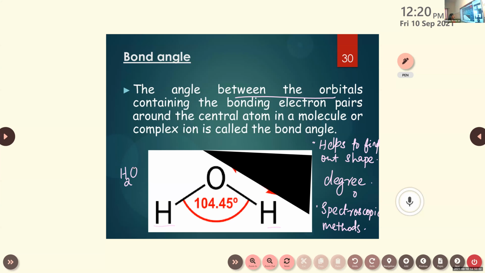Navrin, can you please read the slide about bond angle? Yes, ma'am. The angle between the orbitals containing the bonding electron pairs around the central atom in a molecule or complex ion is called the bond angle. It helps to find the shape, and it is represented in degree. Then it is found out using spectroscopic methods. Okay, have we completed this one? So this is the second bond parameter, bond angle. Have we completed, children? Yes, ma'am.